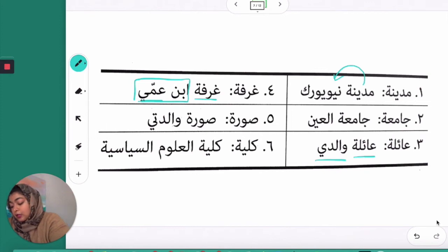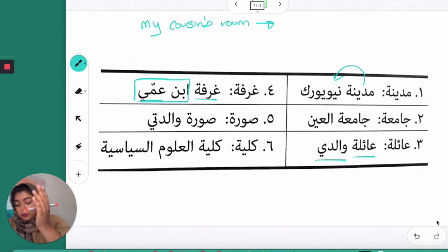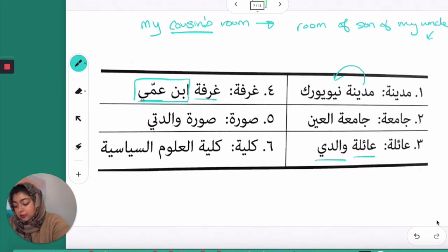My cousin's room. So if you were going in the opposite direction, if you were trying to say, okay, I have my cousin's room, and I'm trying to say that in Arabic, and I don't know what order to put it in. Put it in the opposite order. Room of, and then of course cousin, you have to specify whose cousin is it. Is it your male or female cousin? And whose child are they? So room of, so in this case, son of my uncle. And the uncle, of course, you have to specify. So here's Am.